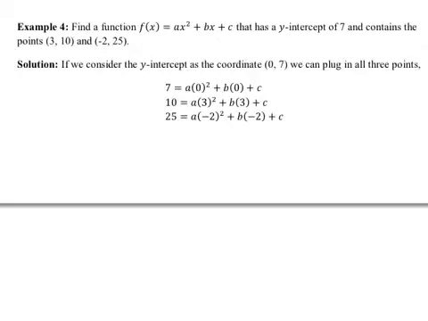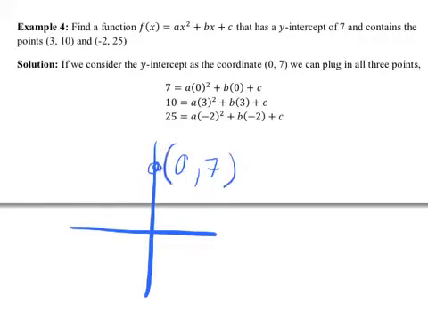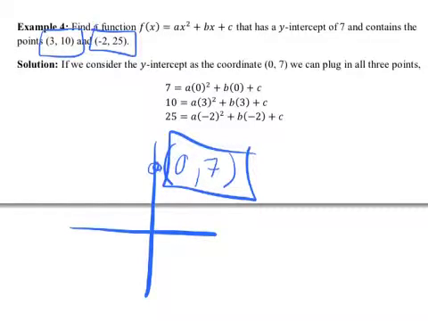But in this problem, we have a y-intercept of 7. Okay? So that means the coordinate is 0, 7. So I really have a coordinate from that. I've got 2 other coordinates. Notice, if I take the coordinates and plug them in for x and y, so I take the first coordinate, 0, 7, I plug in the 0 for x and the 7 for y, I'll get a solution that'll give me c right away. I can just solve for c because these drop off.